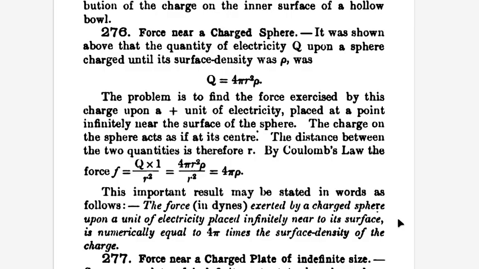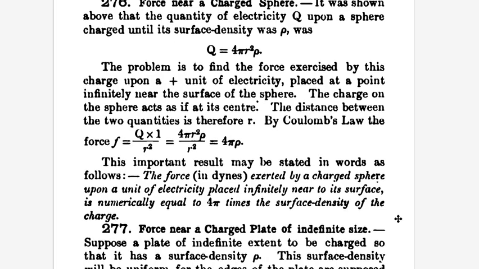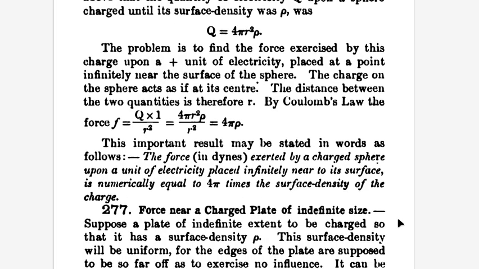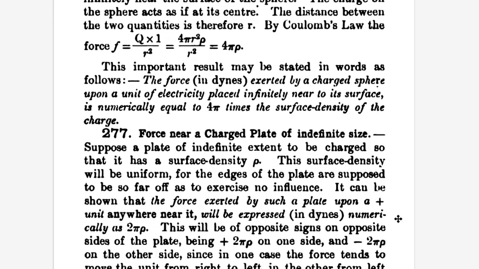The charge on the sphere acts as if at its center. The distance between the two quantities is therefore r. By Coulomb's law, the force F equals Q times 1 over r squared equals 4 pi r squared times ρ over r squared equals 4 pi times ρ. This important result may be stated in words as follows. The force, in dynes, exerted by a charged sphere upon a unit of electricity placed infinitely near to its surface, is numerically equal to 4 pi times the surface density of the charge.